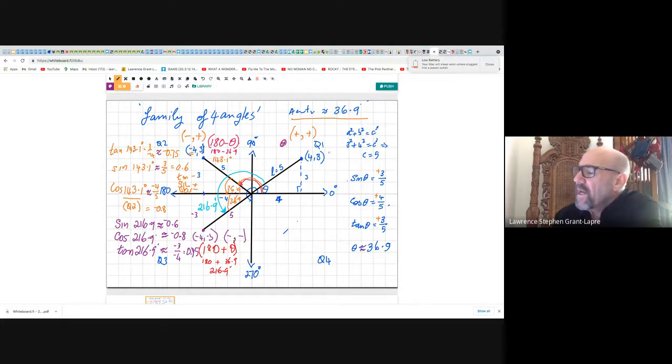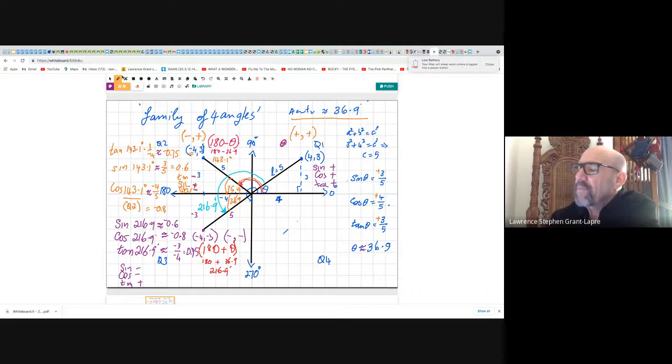So in quadrant 1, sine is a positive number, cos is a positive number, tan is a positive number. In the second quadrant, tan is a negative number, sine is a positive number, and cos is a negative number. In the third quadrant, sine is a negative number, cos is a negative number, tan will be a positive number.